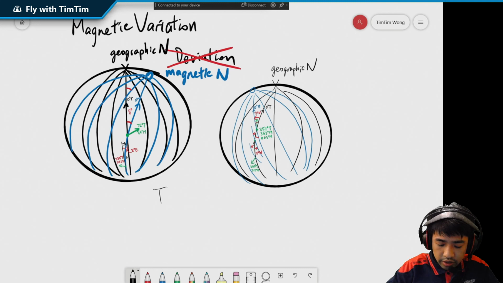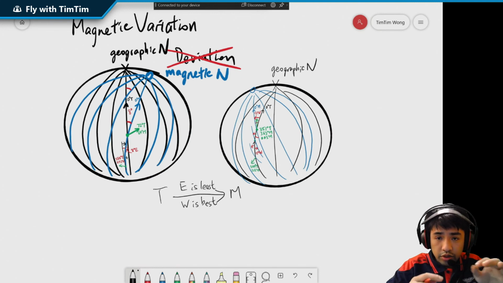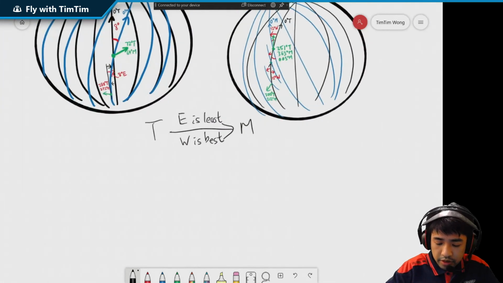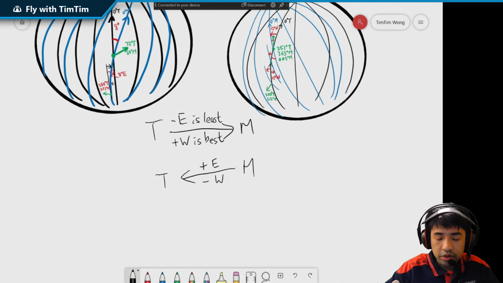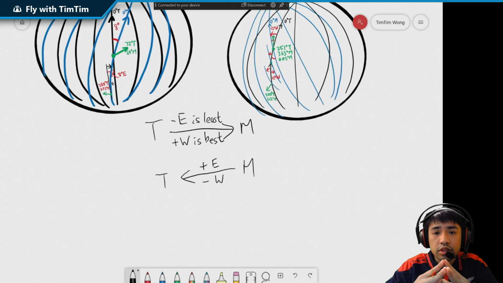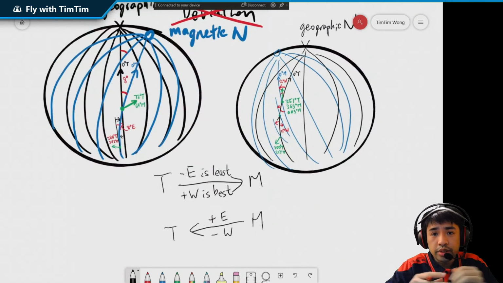So there's a saying, east is least, west is best. That's for converting from true heading to magnetic heading. Similarly, from magnetic to true, you add the number for east variation and subtract the number for west variation. And I'm sure your math is good enough to do it both ways.